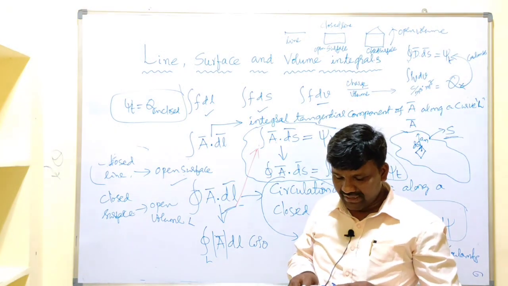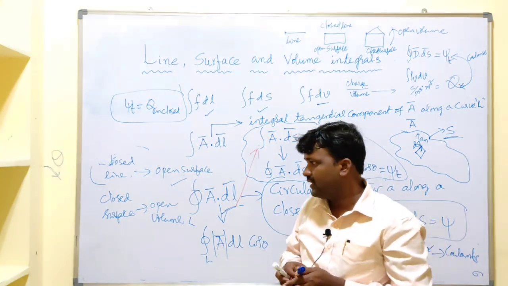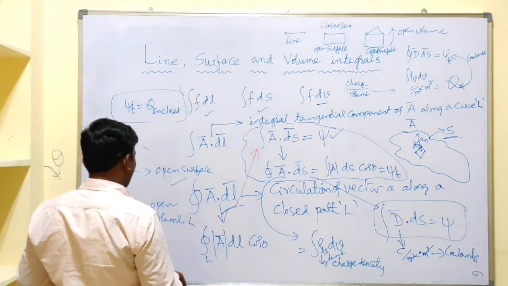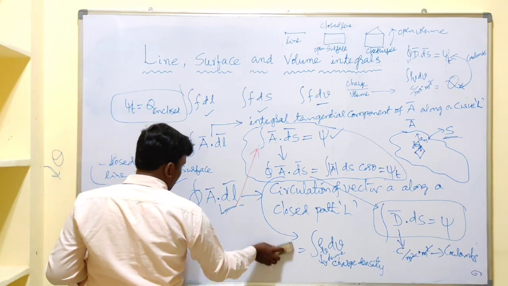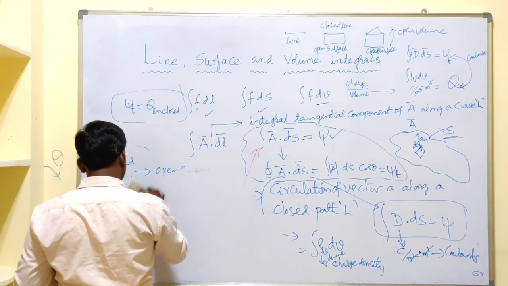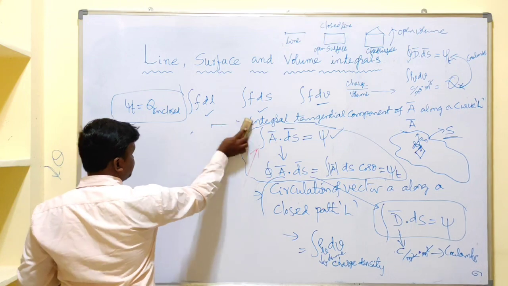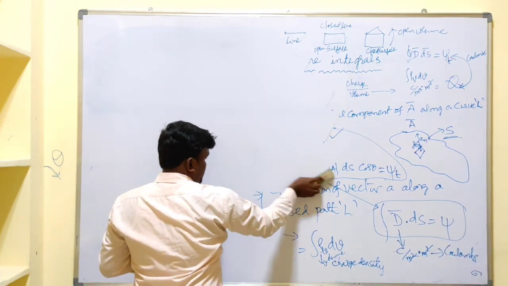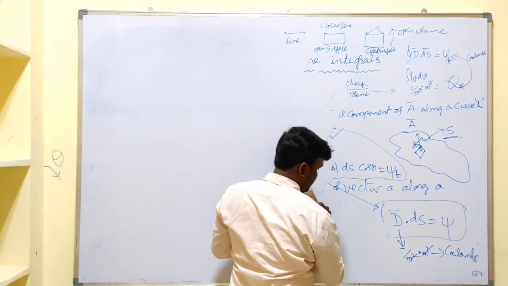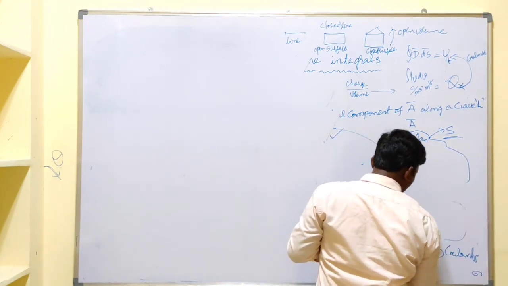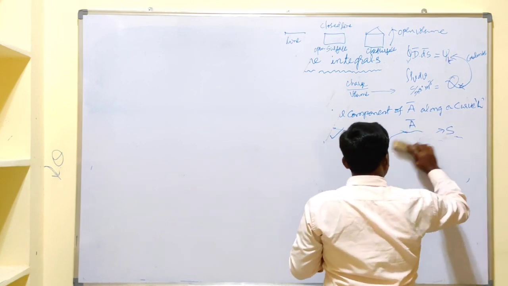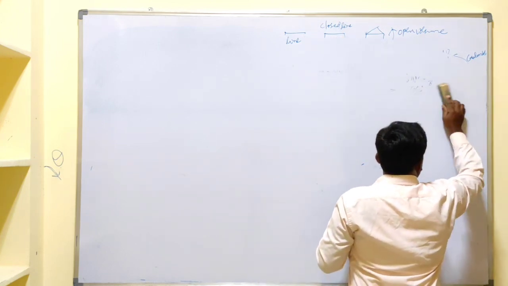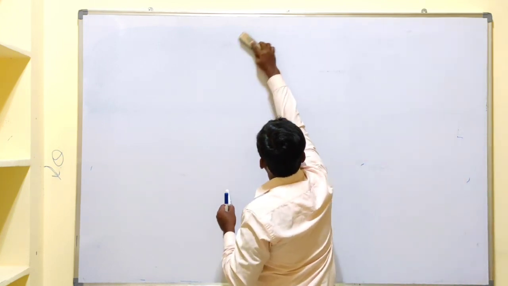That relation is given by two important theorems in our electromagnetic theory. The two important theorems are, one, Gauss theorem, or else the divergence theorem, and another one is Stokes theorem. These theorems are used to convert closed line integral into surface integral, and closed surface integral into volume integral.